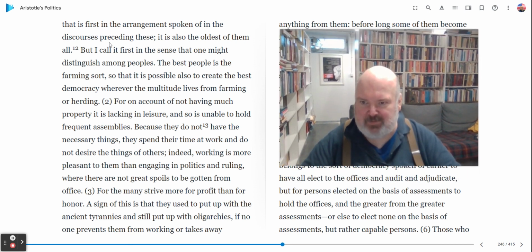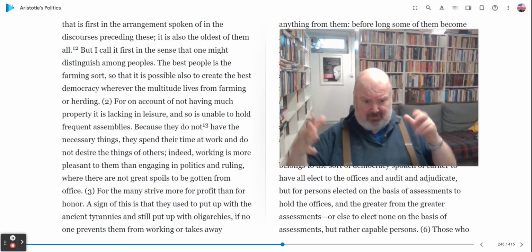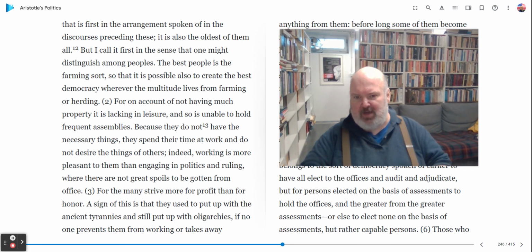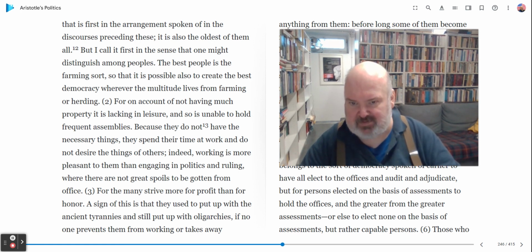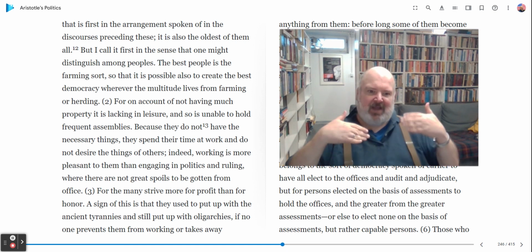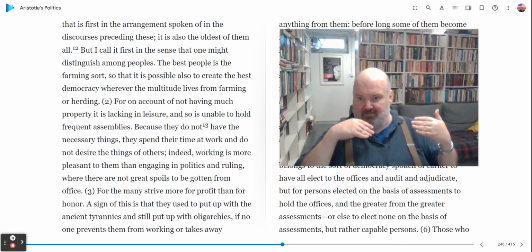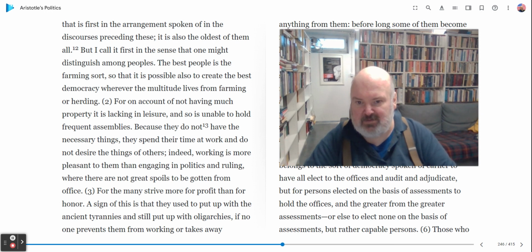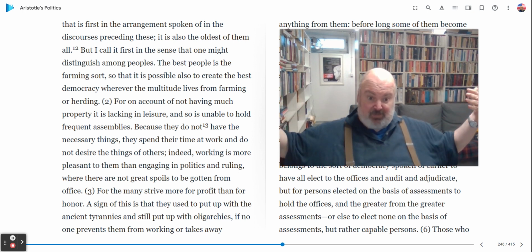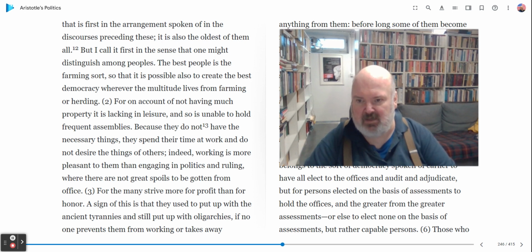So the first of the arrangements spoken of in the preceding chapters is the oldest of them, the oldest democracy. This is the small democracy, the natural democracy. But I call it first in the sense that one might distinguish among peoples. The best people is the farming sort, so that it is possible to create the best democracy wherever the multitude lives from farming or herding. So the farming multitude and the herding multitude is the best type.